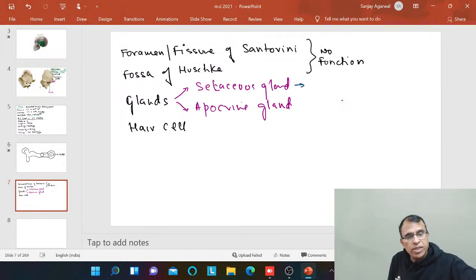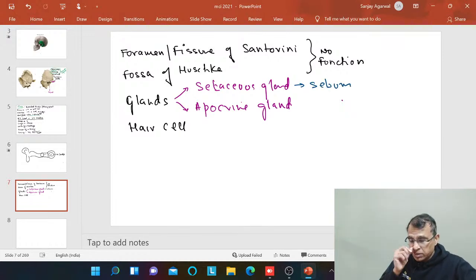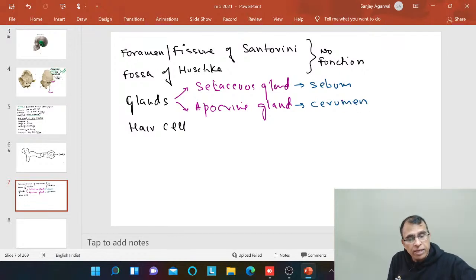It's easy to remember sebaceous because it secretes sebum. So it matches, you know, sebum and cerumen. Sebum matches the name with sebaceous. But apocrine gland secretes cerumen. Therefore, apocrine gland becomes a ceruminous gland, a type of ceruminous gland. So remember this. Now these two secretions, they are antiseptic in property. That's how they protect. Remember, they are protecting. And they are predominantly made up of fat. So they are fatty.